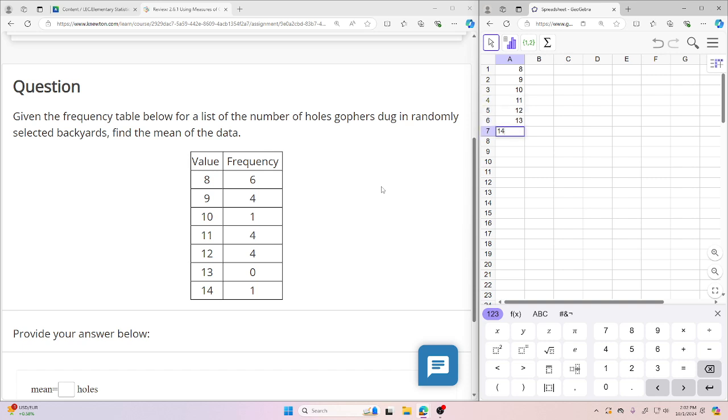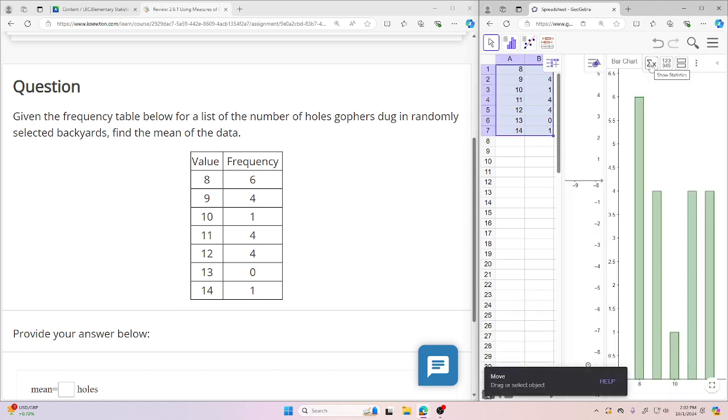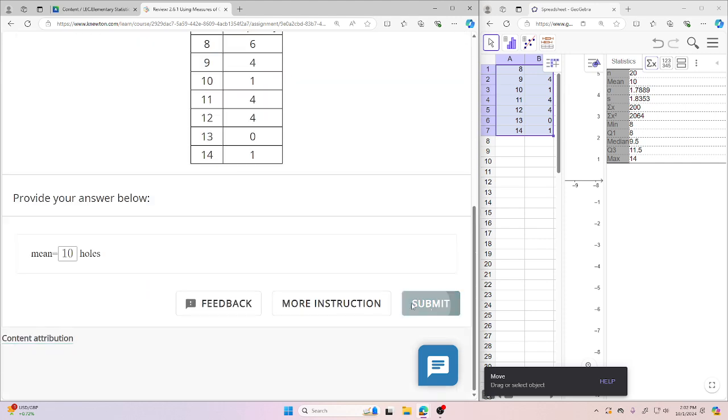I do have to say, be very careful. Sometimes they'll slip an extra number in there, and it's happened to me. Like they'll do 8, 9, 10, 11, 12, 13, 15. And I've seen it. It's so frustrating. So I put it all in, highlight, one variable analysis, sigma x, done this a bazillion times. The mean is 10. We can move on with our lives.